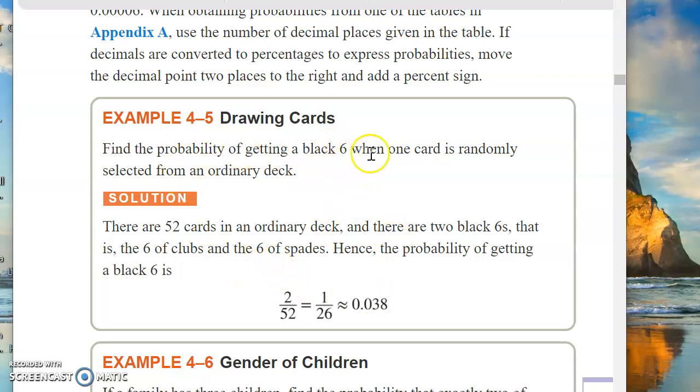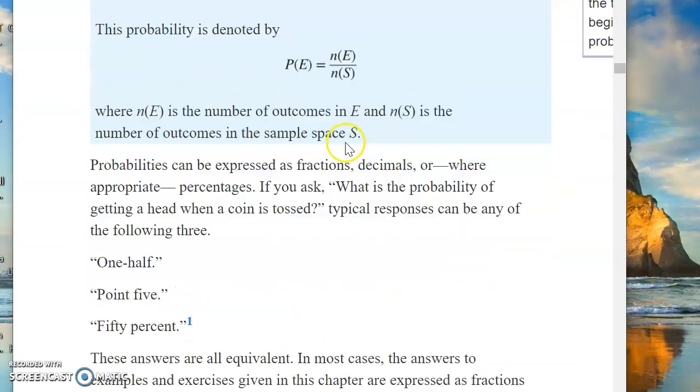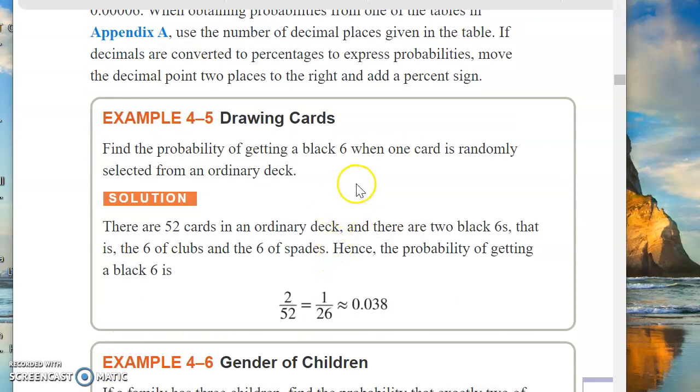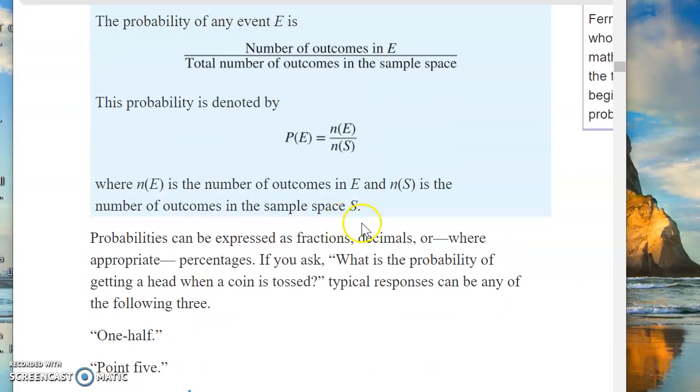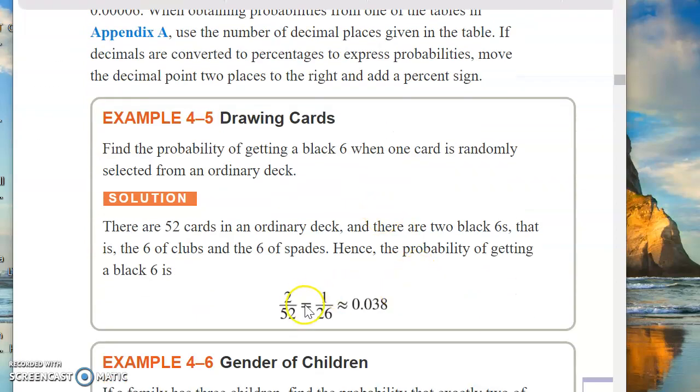So a black 6, the event is getting a black 6. If you wrote that out, it would be 6 of spades and 6 of clubs. There's 2 possible ways of getting that. There's 52 possible things of happening in the sample space. So boom, there's our formula. So it's 2 over 52. If you reduce that, that's 1 over 26. If you make that into a decimal, it's 0.038.